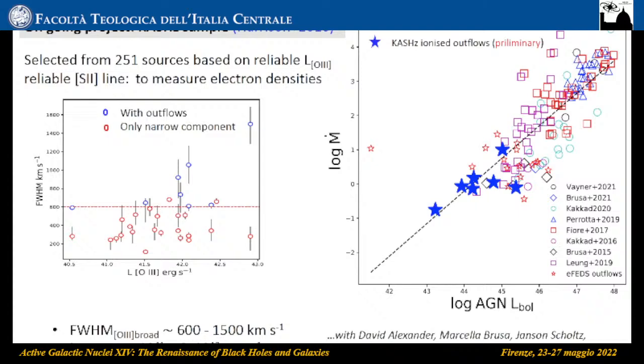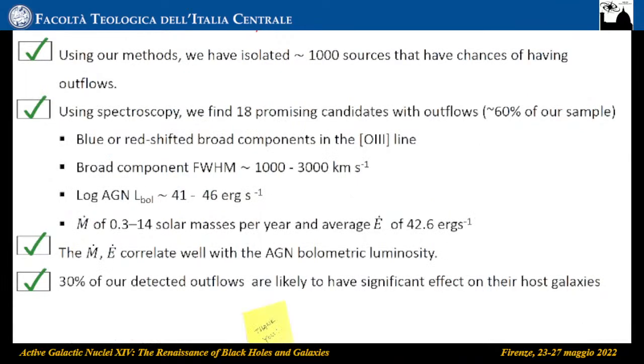So with that being said, I should mention that from our selected sample, 60% of our sample have outflows. But when I talk about this 60%, it is not for 1,000 sources, but for the 18 candidates, because we didn't have the spectra for the other sources.